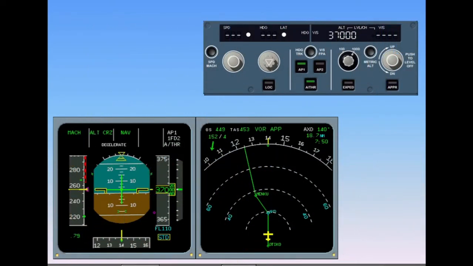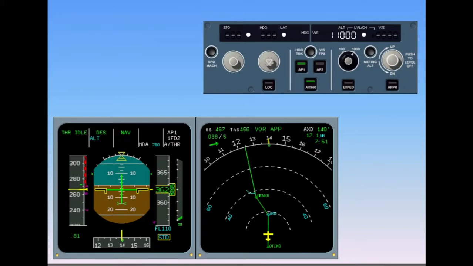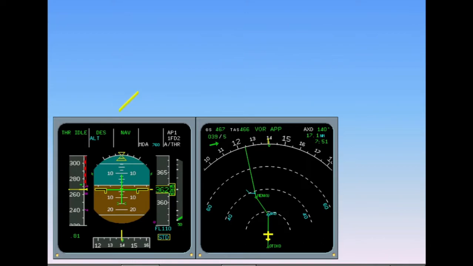ATC clears you to descend to 11,000 feet. Since you have LNAV engaged, you decide to use a VNAV descent. Push the altitude knob to initiate the descent. By pushing the altitude selector, you have engaged VNAV.